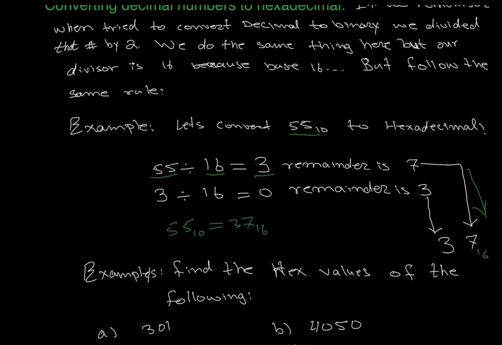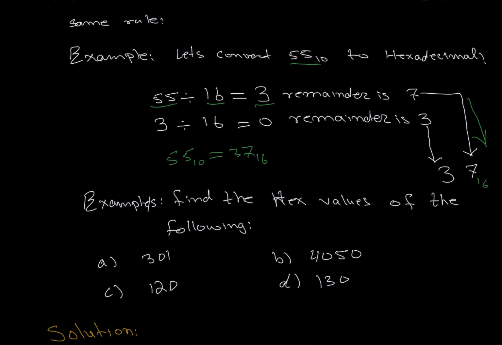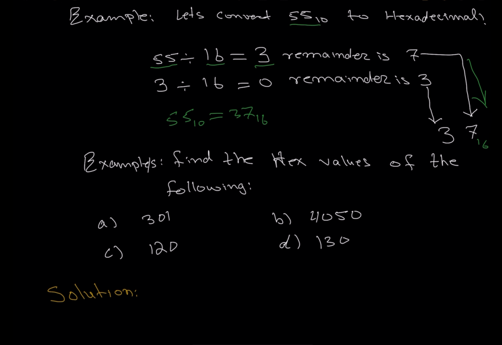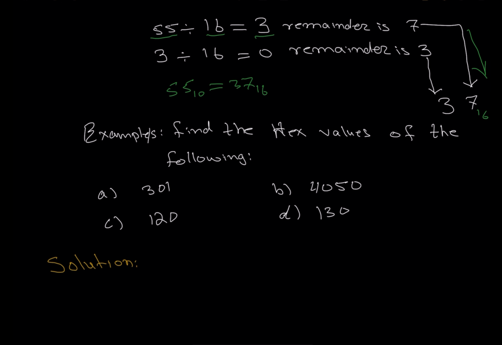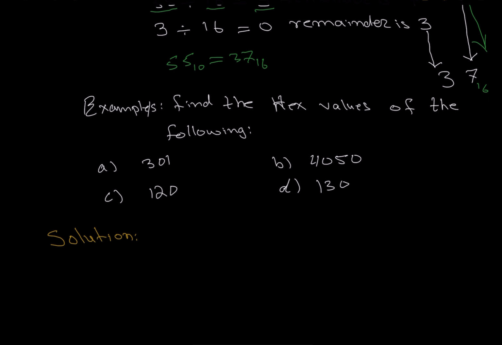Alrighty, let's find the hex values of the following numbers. I'll do 2 of them, and I'll leave you guys with 2. I'll give you the answers for the ones that I'm not doing, and I'll give them to you as homework. Please let me know if you have any question or concern about this. Alright, I'll do the easy one. You guys do the hard one. So A is 301, base 10. All of them are base 10. They're all decimal.